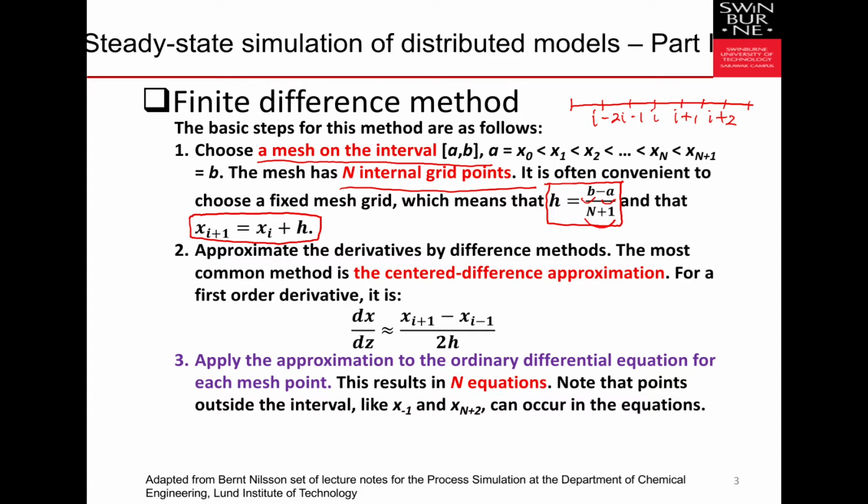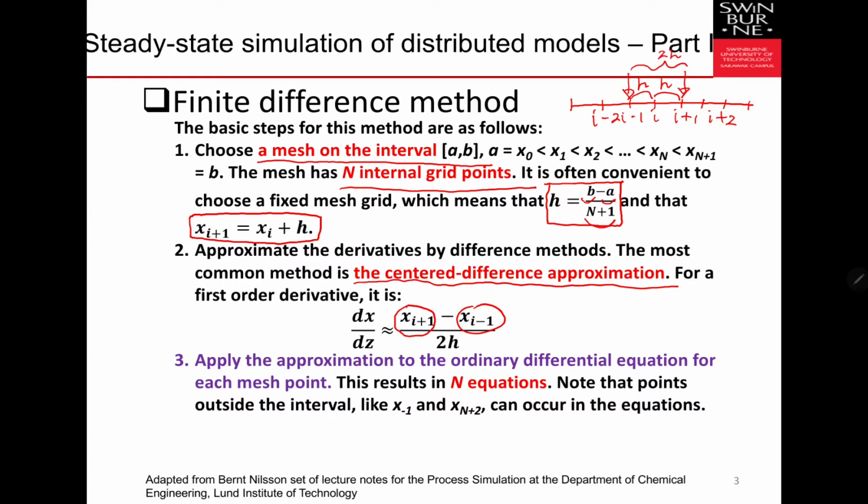Then you can approximate the derivative by the difference method. The most common method is the center difference approximation. For a first order derivative, that means x_i plus 1 minus x_i minus 1 divided by 2h. So you are taking x_i plus 1 minus x_i minus 1, and since you have these two increments, this one is h, this one is h, so the total will be 2h.